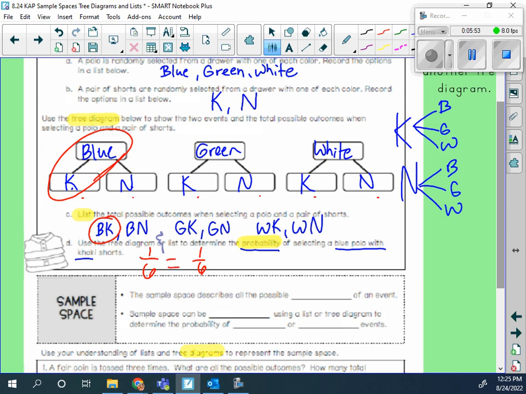Because I did it. This answer I got from my tree diagram and this answer I got from the list. That's all. Okay, let's look down here.